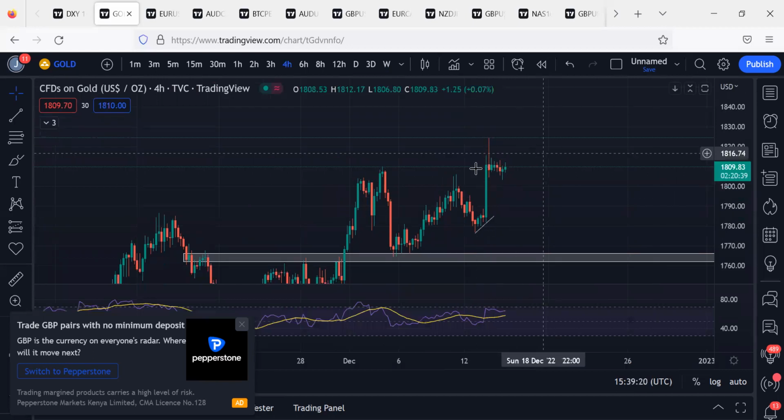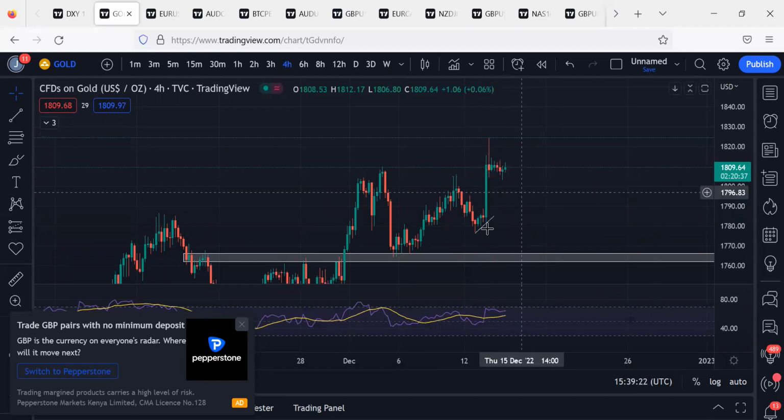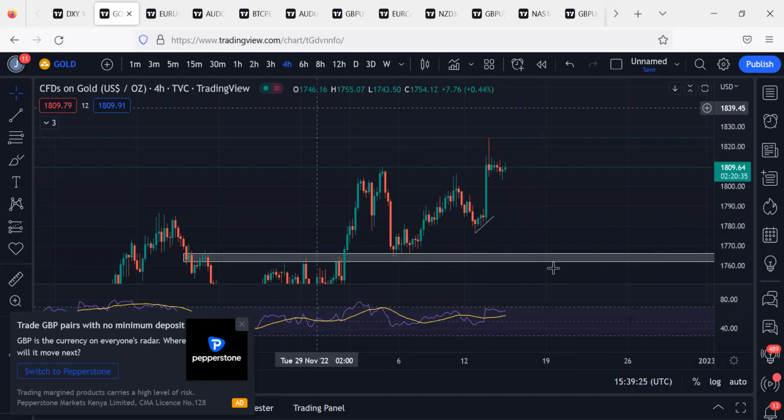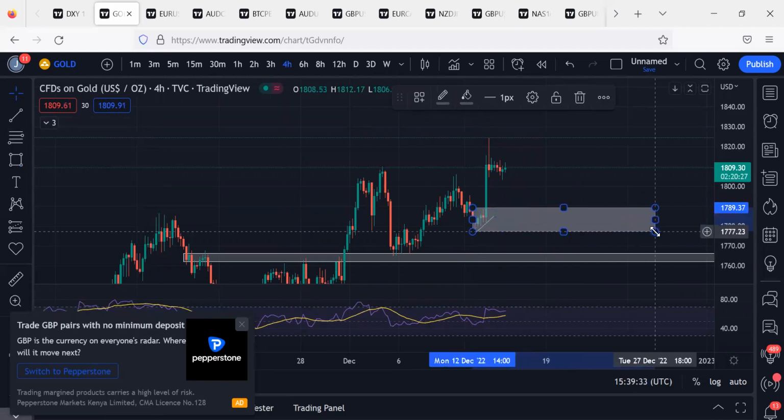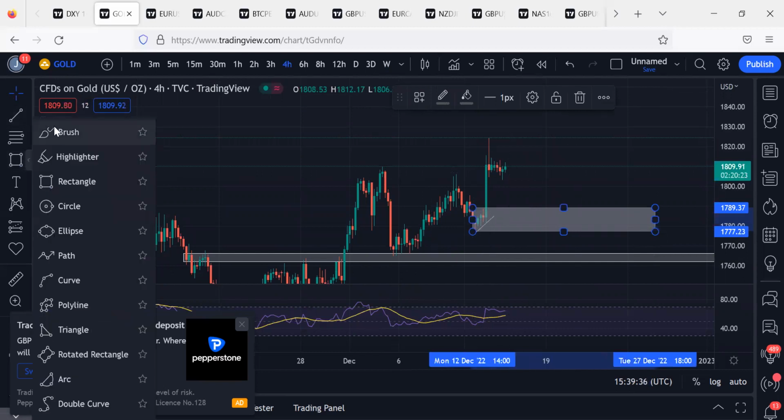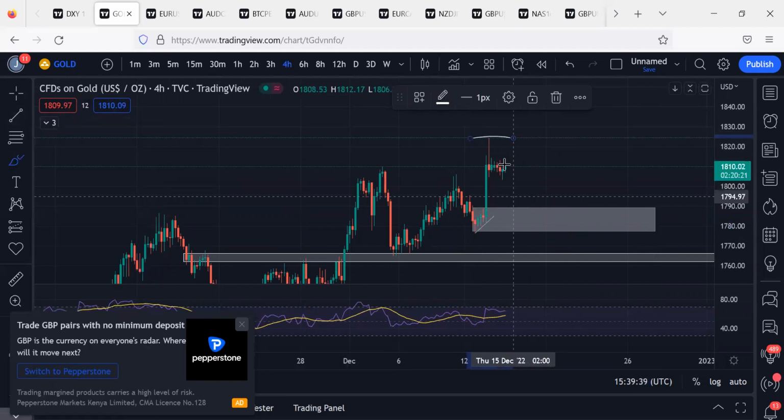I don't have any support and resistance here, so I'm not going to take a trade from here. I'm just going to wait for my 4-hourly. What actually caused this push that you're seeing here is this guy. This guy was what actually caused the push that broke the structure. So I'm just going to wait for this guy to come back down here, start expanding.